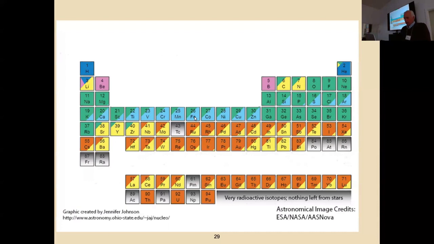Okay, so we now understand where the hydrogen and the helium came from, and a little bit of the lithium. I'll explain the colors later, but you can kind of get an idea. So that's all we've explained so far, and we need to think about explaining more.